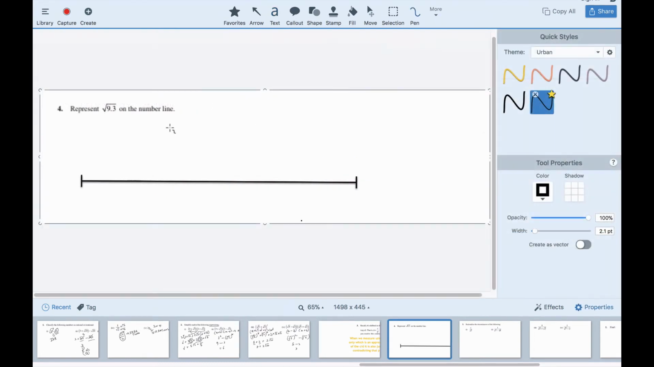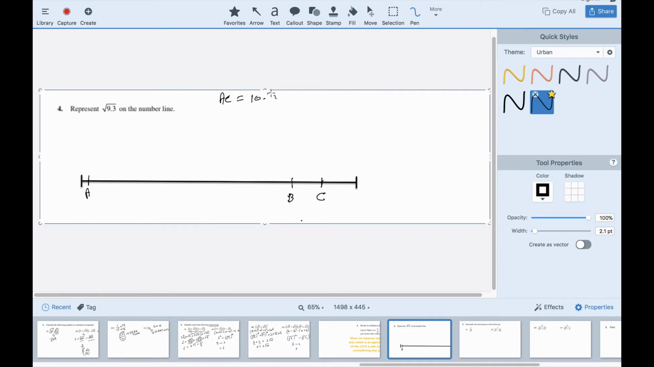Next question, guys. The next question says represent root 9.3 on a number line. So we will draw a straight long line first. On that, we will mark A. From A we will measure 10.3, one more than what is needed, and mark it as C. And then from A I will again mark B, which will be at 9.3.